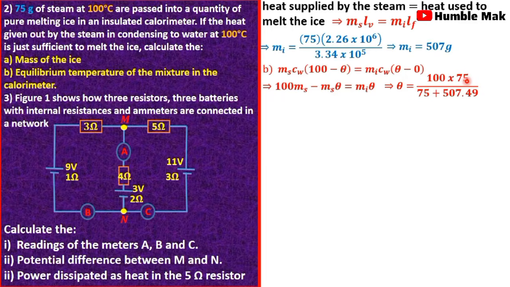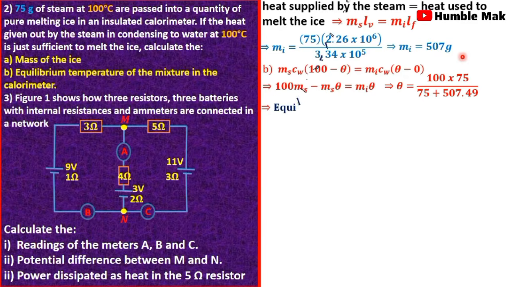Friends, we still keep our answer in grams, okay? We keep it in grams. Then the mass of the steam again is 75. The mass of the ice, you notice that the answer we got here was 507, right? But this is simply the answer that was rounded to the nearest whole number. Now we need a more accurate answer, that is 507.49. This is at least more accurate than this.